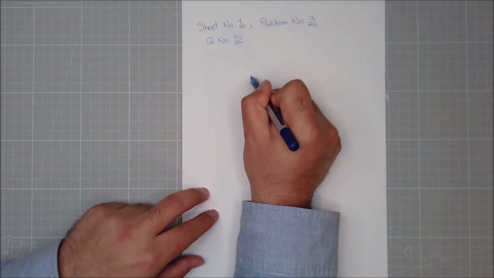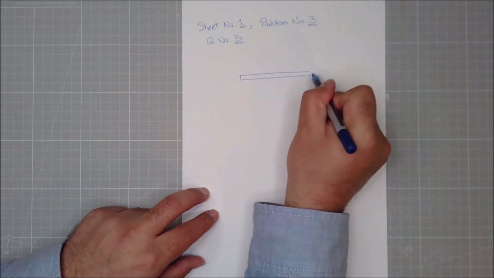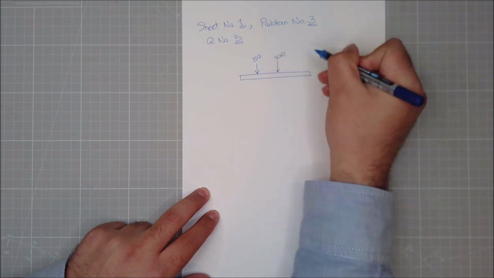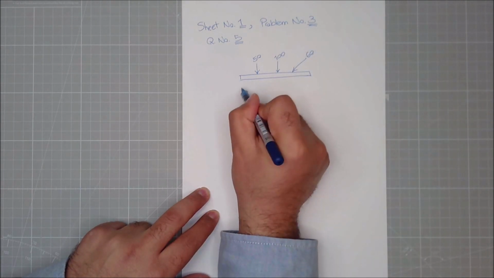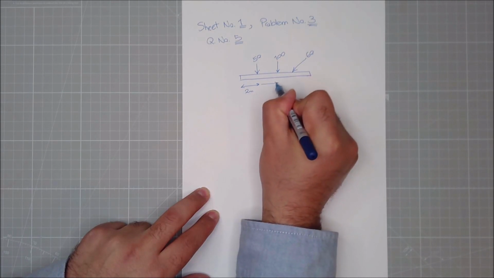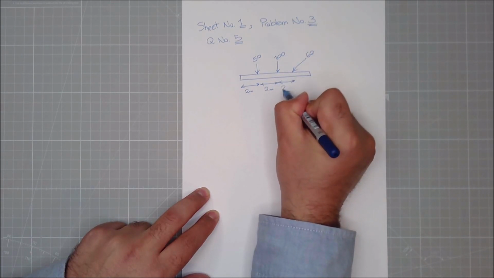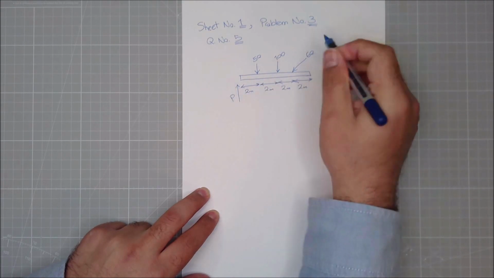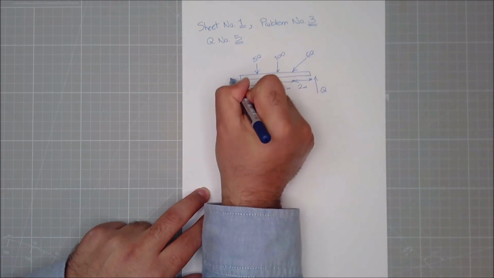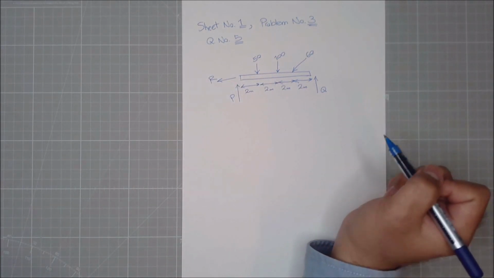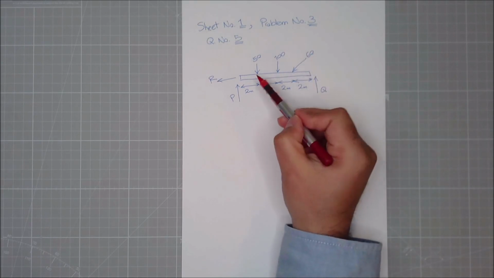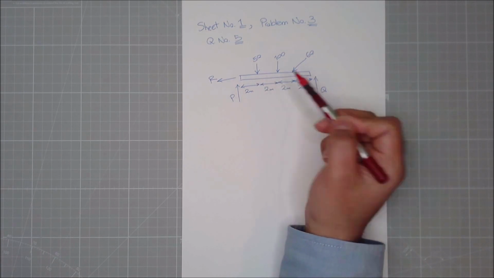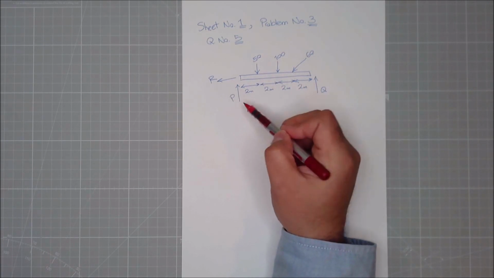What is happening? There's a beam like this. There's some loads on it, let's say 50, let's say 100, and let's say 60. They're all spaced at 2 meters, 2 meters, 2 meters, 2 meters. There is P here, there is Q here, and there is R here. So the question is asking us to figure out what the unknowns are. As you can see, we have the known loads, 50, 100, 60. We have the distances of these loads. We have a beam, and the loads which are unknown are R, P, and Q.